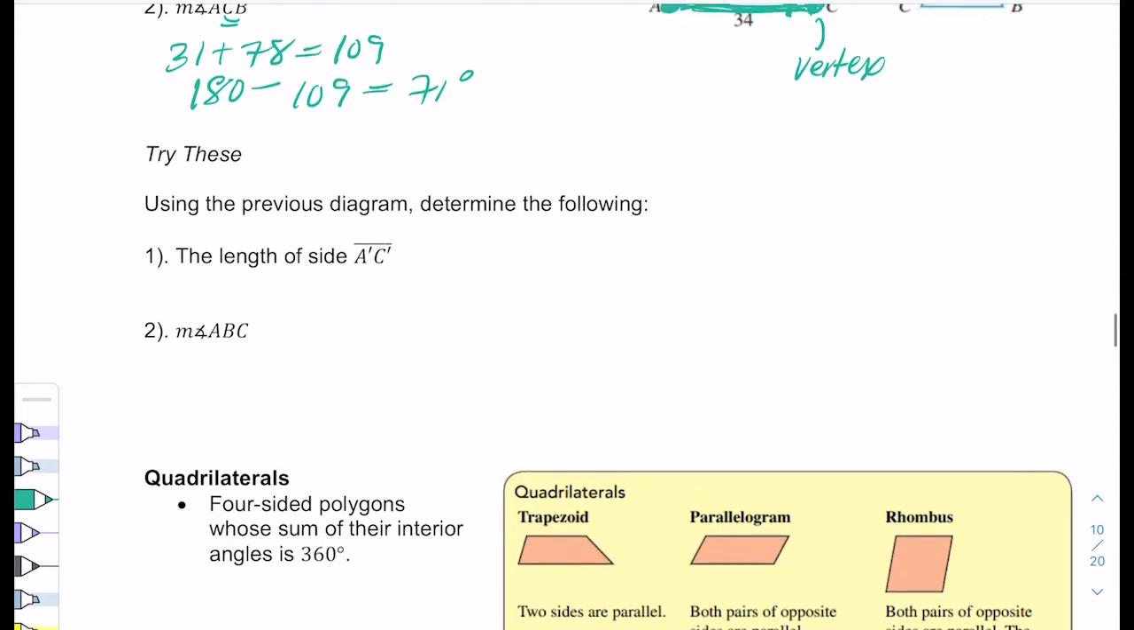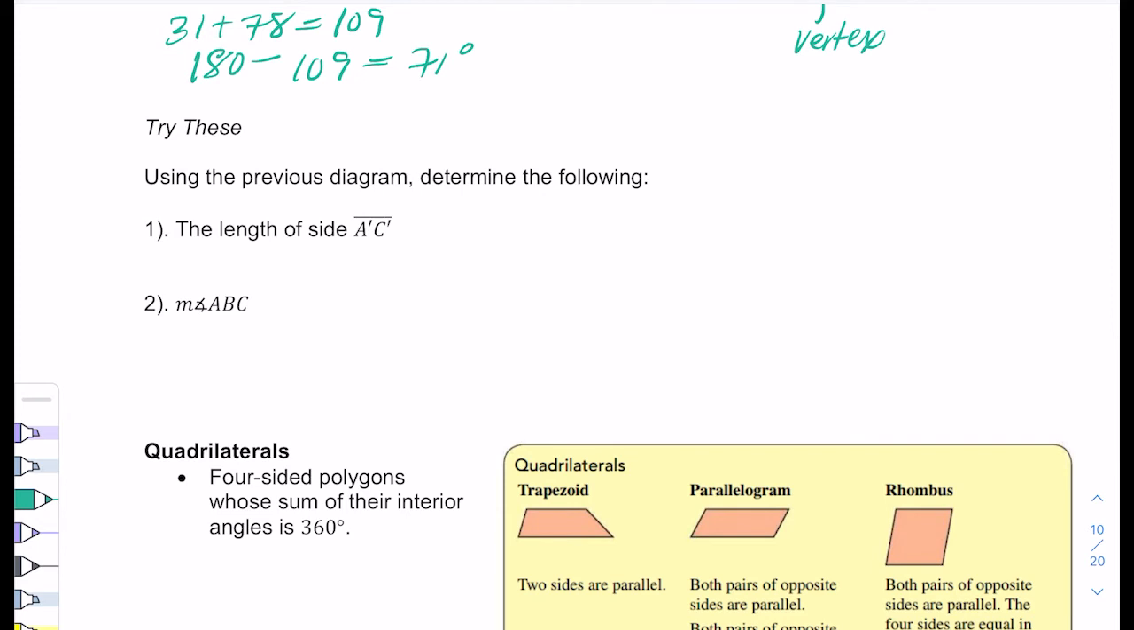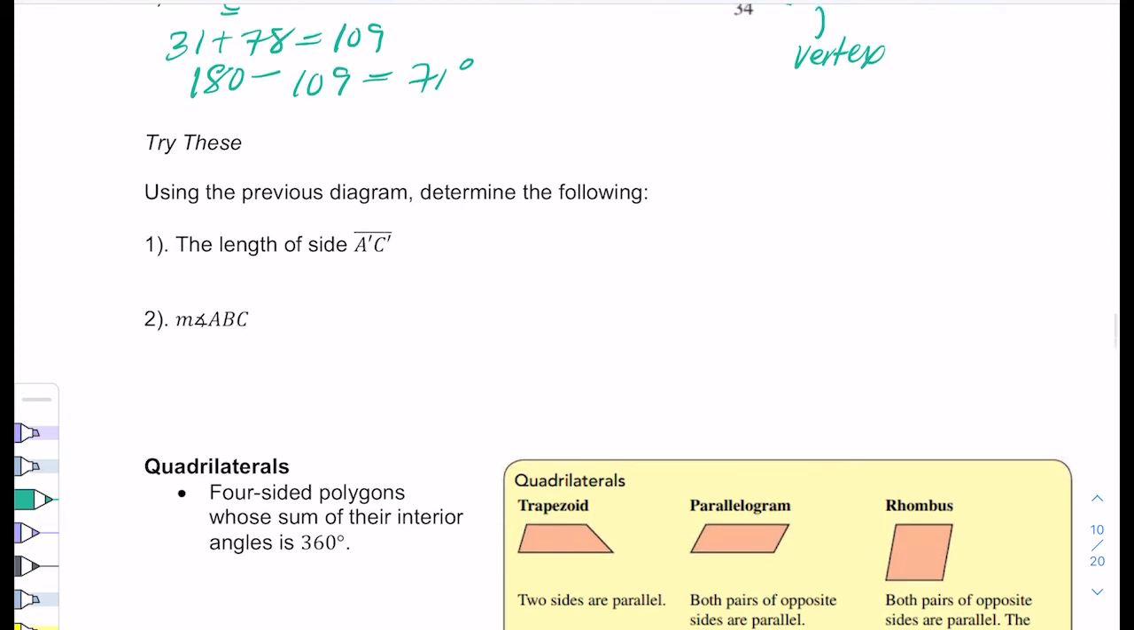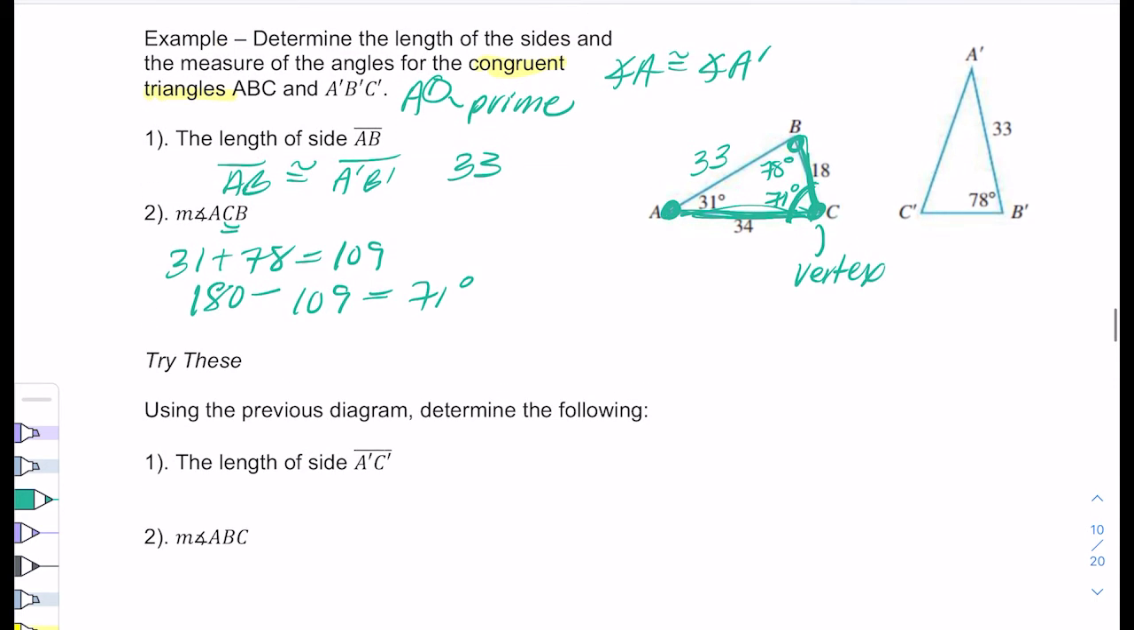All right, pause the video and try the two problems below, and then unpause when you're ready to check your answer. So using the previous diagram, if I want to find A prime C prime, it's going to be congruent to AC. And they told us that AC was 34, so that means A prime C prime is also 34 units long.